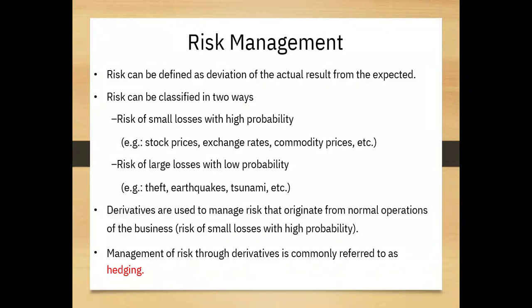So risk can be classified in two ways: risk of small losses with high probability, like stock prices, exchange rates, and commodity prices. In other words, risk of large losses with low probability, like theft, earthquake, tsunami, etc.